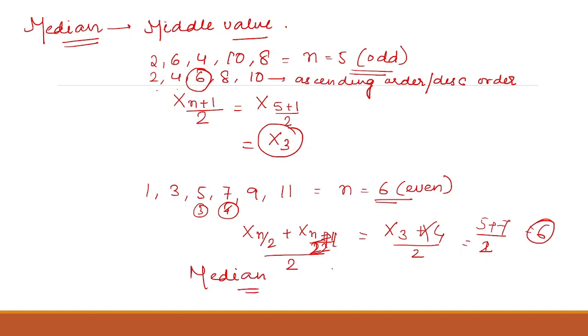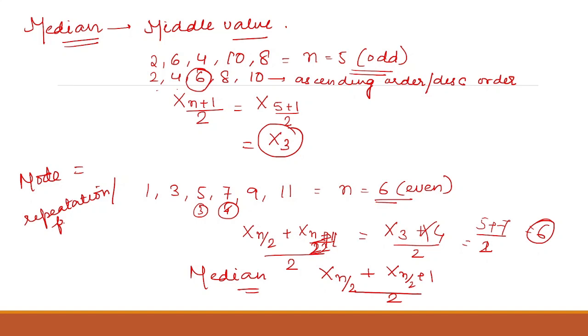So always remember the formula for this is (x n by 2 plus x n by 2 plus 1) by 2. So this is the median, and the mode is the repetition or the frequency.